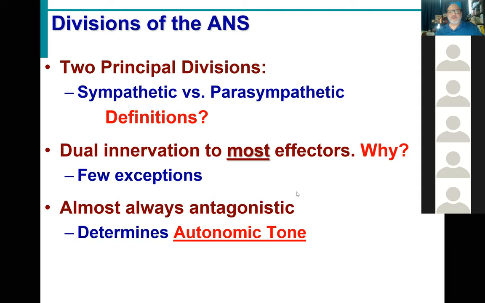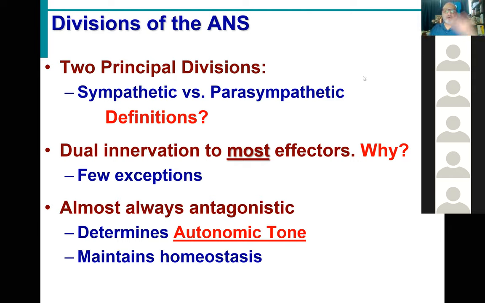All right, so they're always antagonistic. We always have that autonomic tone. And our goal is to maintain homeostasis, whether it's the temperature in the body, whether it's the pH of our blood, whether it's our heart rate, whatever it is, we need to maintain that homeostasis.